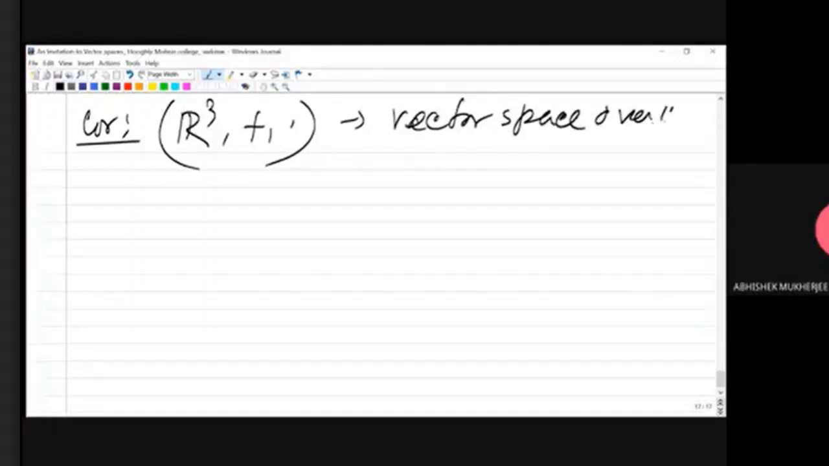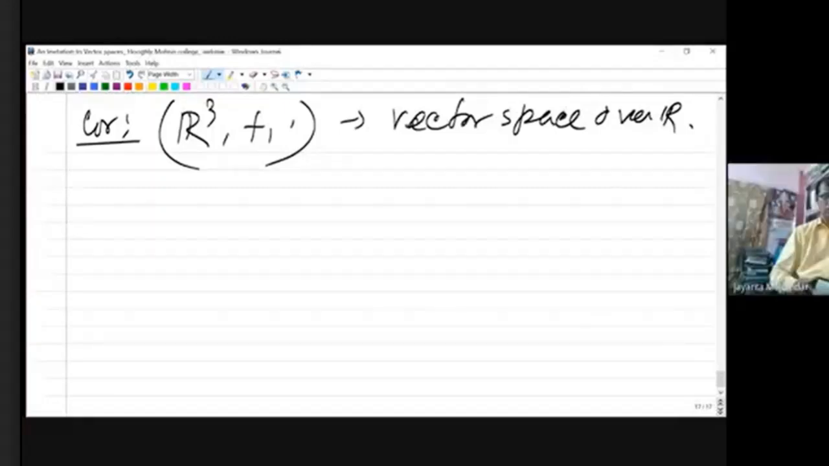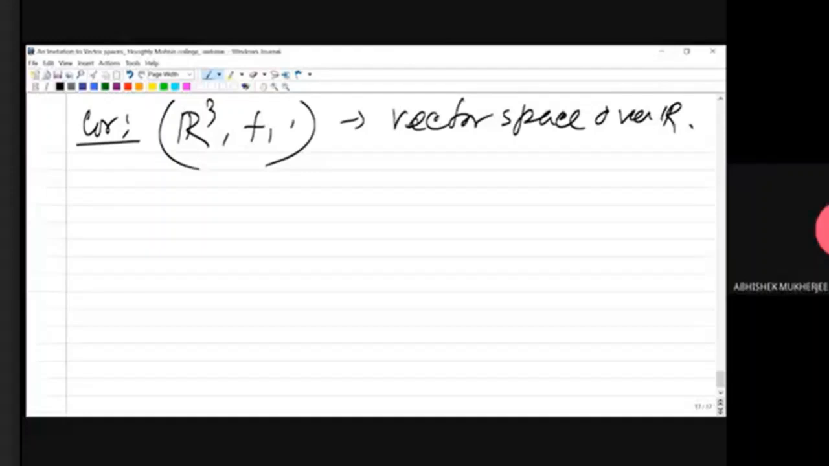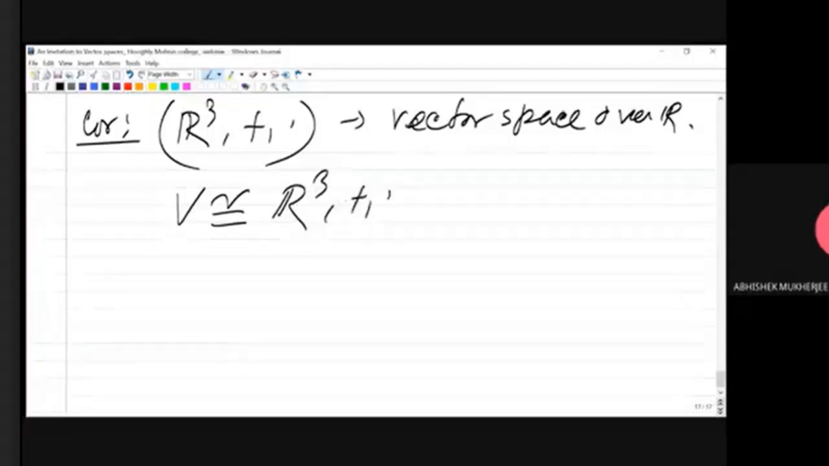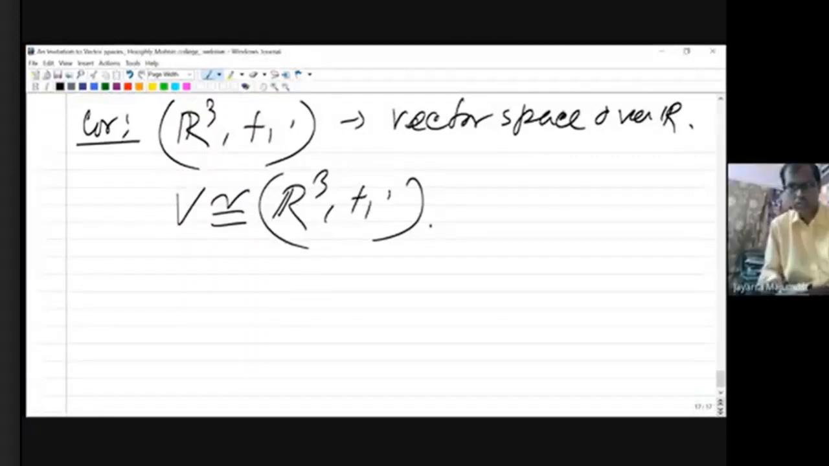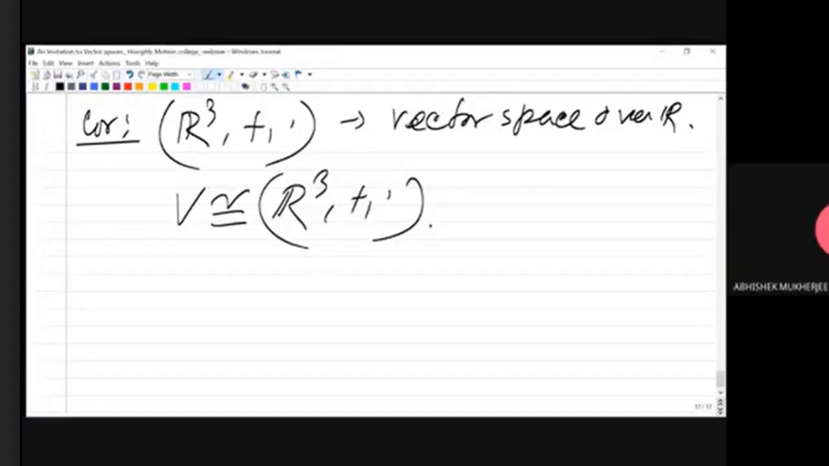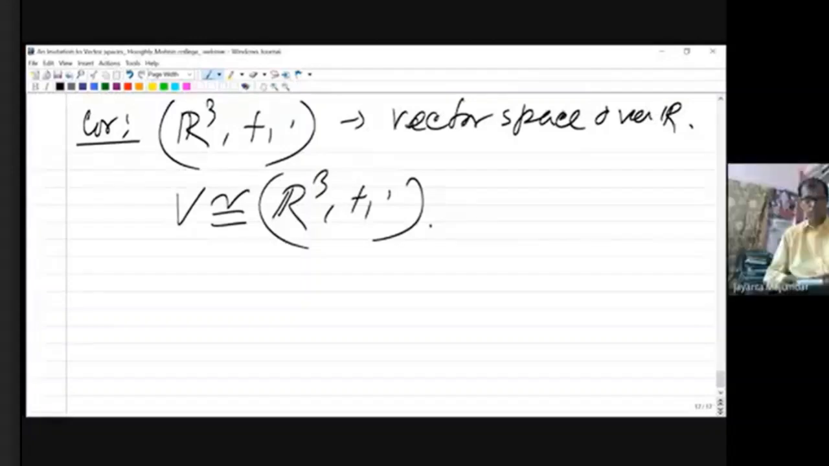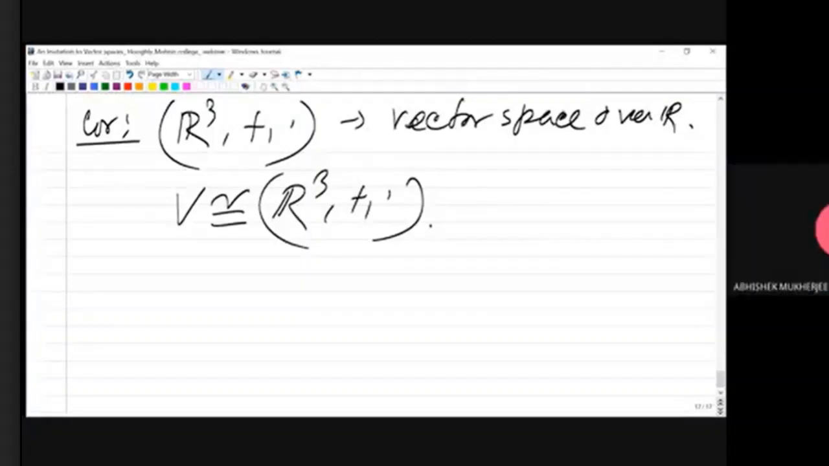over R. Not only that, this map preserves the operations. That means what you have done using geometry is actually linearly isomorphic to R3 plus dot. And that is why this is your associated vector space when you are experimenting with arrows. So this is your vector space associated to this Euclidean geometry, right?